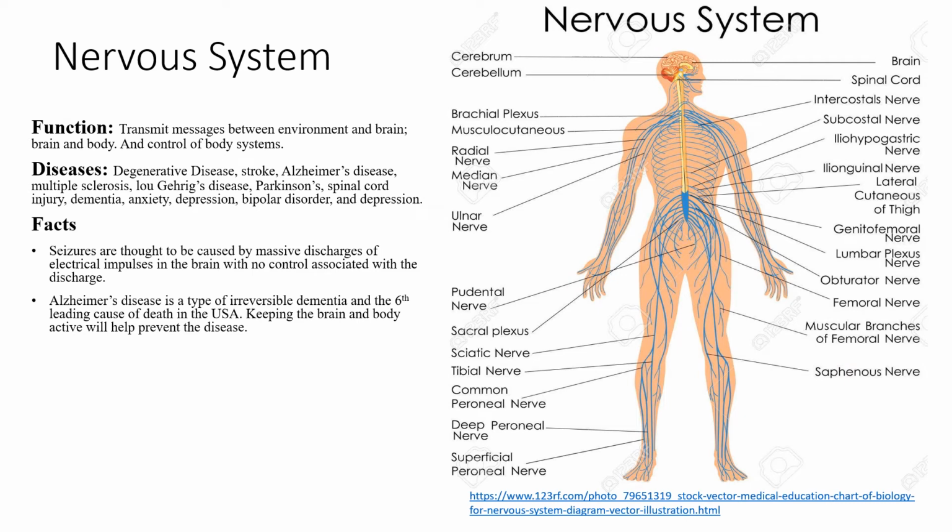The nervous system functions: transmit messages between the environment and brain and body, and control the body systems. Diseases: degenerative disease, stroke, Alzheimer's disease, multiple sclerosis, Lou Gehrig's disease, Parkinson's, spinal cord injury, dementia, anxiety, depression, and bipolar disorder. Facts. Seizures are thought to be caused by massive discharges of electrical impulses in the brain, with no control associated with discharge. Alzheimer's disease is a type of irreversible dementia and the 6th leading cause of death in the USA. Keeping the brain and body active will help prevent the disease.